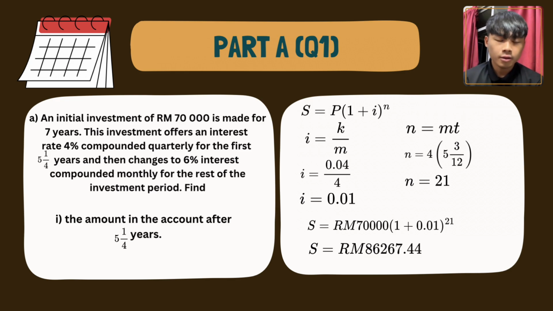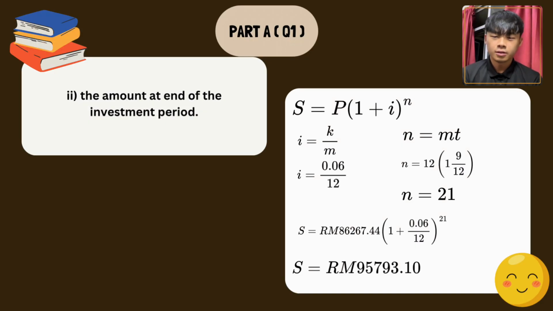And I got n equals 21. And then I substitute everything into the formula. So S equals RM70,000 bracket 1 plus 0.01 to the power of 21. And I got the answer RM86,267.44.